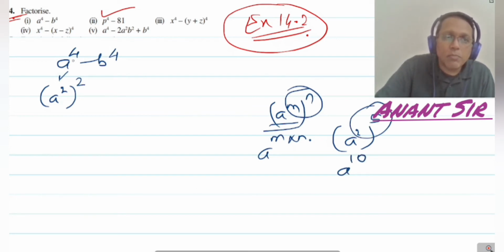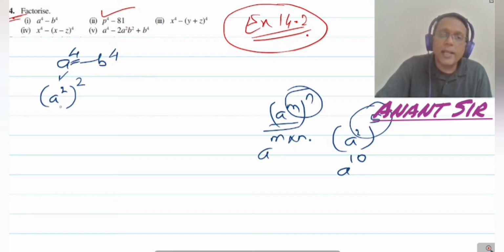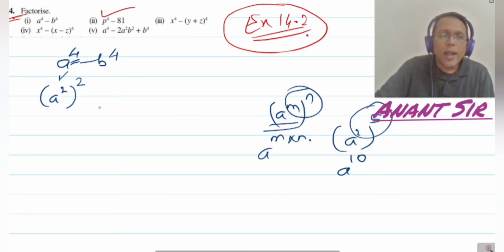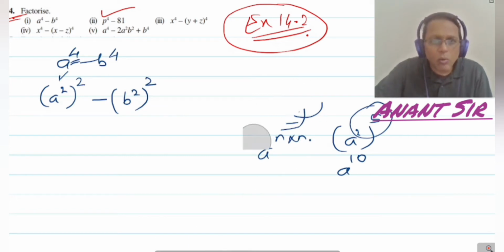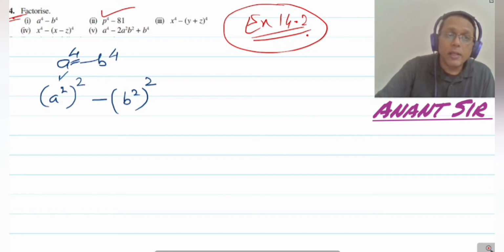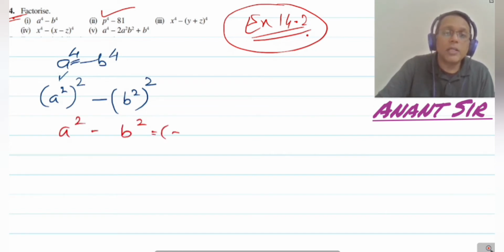Now, as it was power 4, so I have written it as a square to the power 2. So, it will be a raised to 4. And similarly, b raised to 4 will be b square to the power 2. Now, we can see that there are two squares and negative sign in between them. So, we are going to use this formula, a square minus b square is a plus b, a minus b.